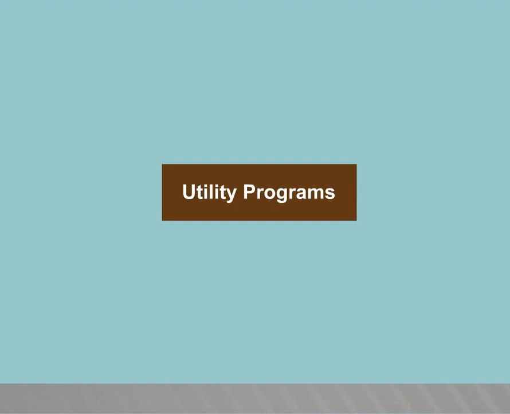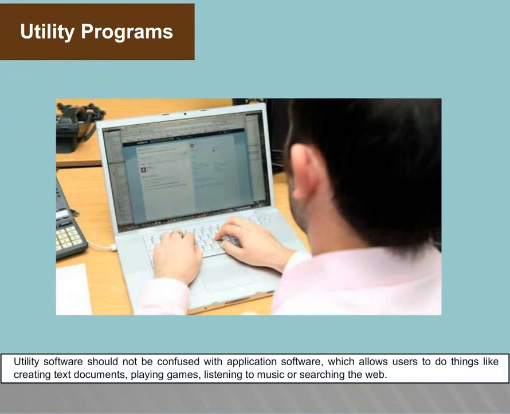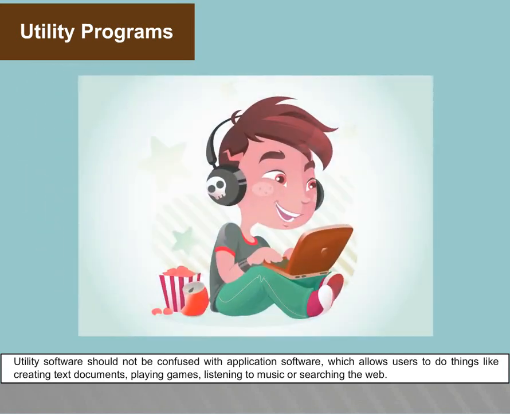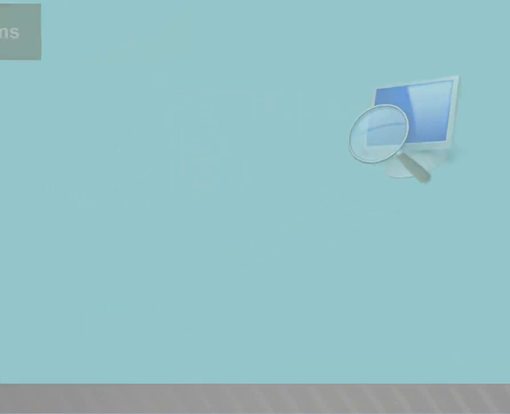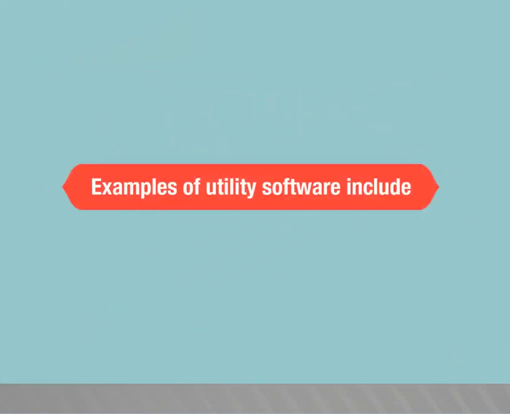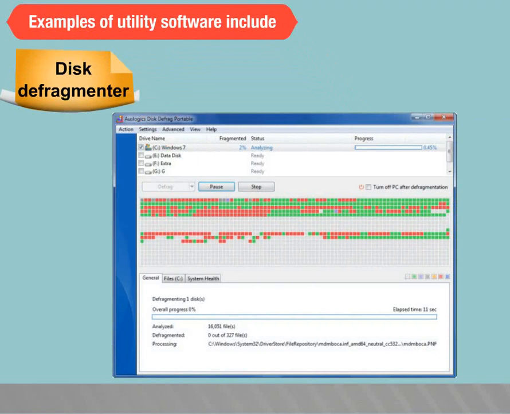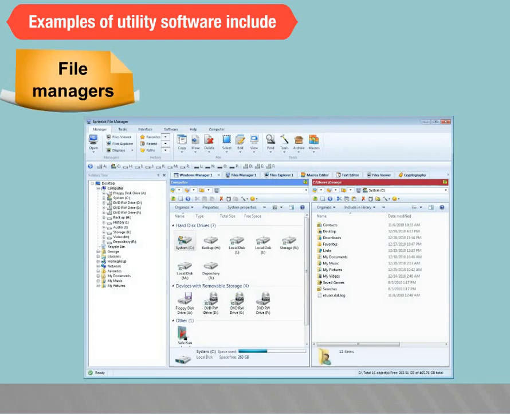Utility programs. Utility software is a type of system software designed to help analyze, configure, optimize, and maintain the computer. Utility software should not be confused with application software, which allows users to do things like creating text documents, playing games, listening to music, or searching the web. Examples of utility software include virus scanner, disk defragmenter, system monitor, file managers.